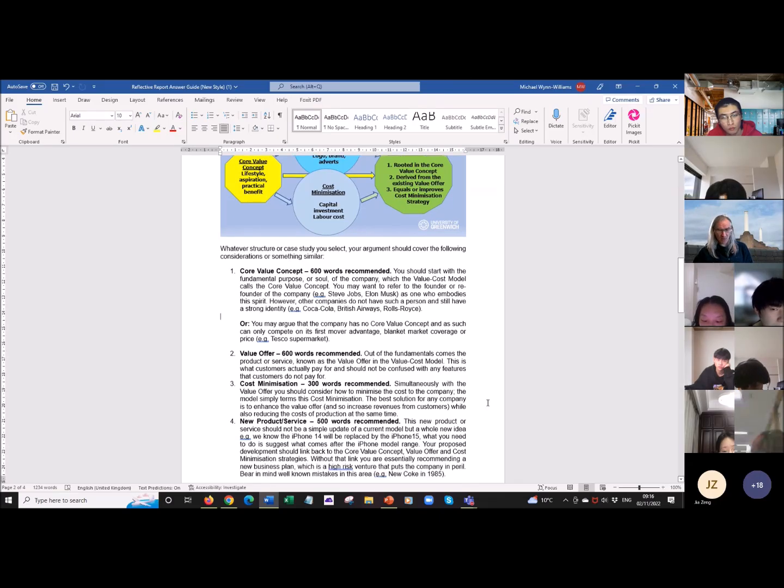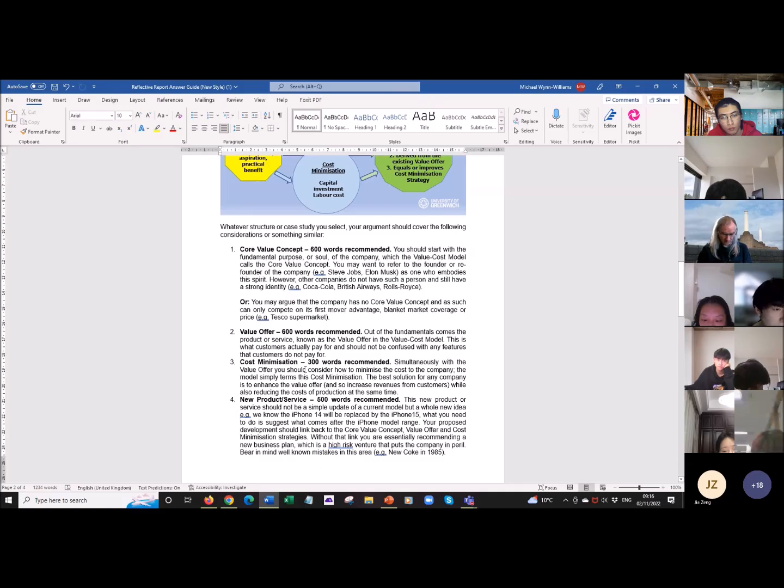Right, so the value offer I've talked about, the value offer is the product or the service itself. Don't confuse the value offer with the core value concept. Starbucks has a core value concept of aspiration, middle class aspiration, lifestyle. The product is the coffee. The premium coffee is not the core value concept. The core value concept is the soul, is the spirit.